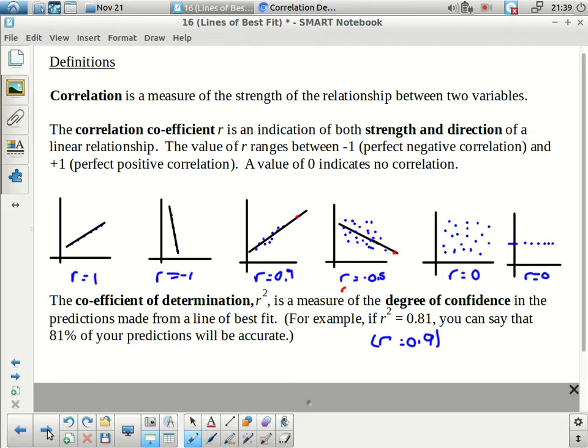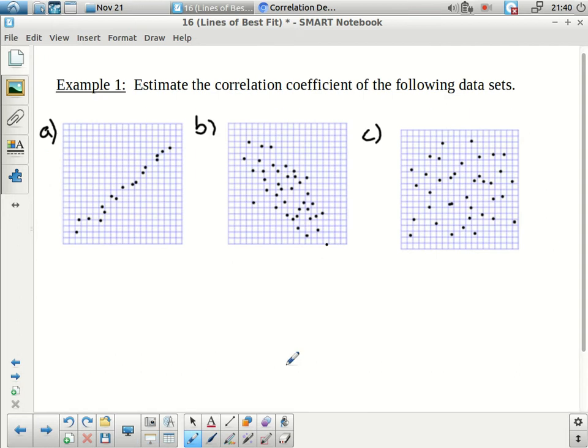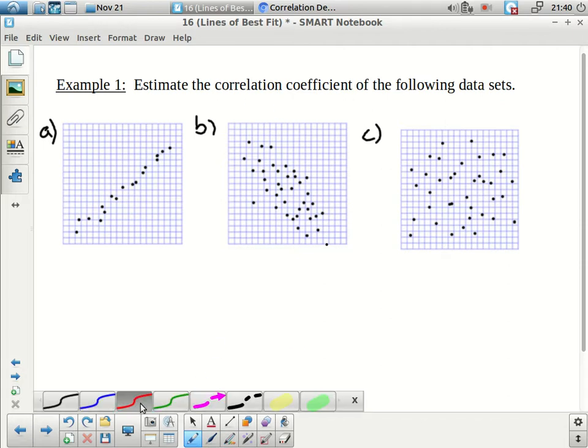So for a brief example, have a look at the following three graphs, and I want you to estimate what you think the value of R would be. What is your correlation coefficient for these? Maybe pause the video and invite a neighbor to discuss what you think for each of those.